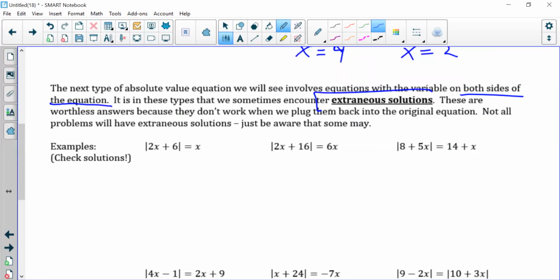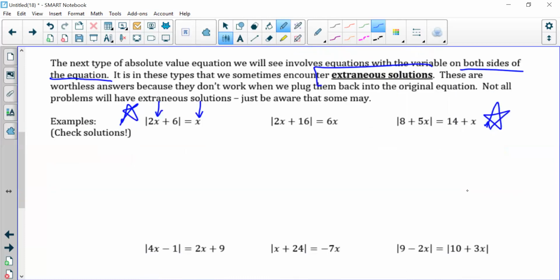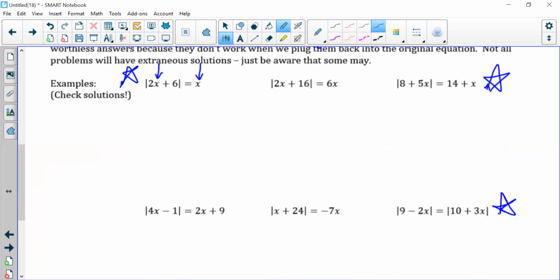What this means is anytime you're looking at an absolute value equation and you've got a variable on both sides of the equal sign, all right? Or you've got a variable both inside and outside of the absolute value bars, you have to check your answer at the end because it's possible that one of the answers you got will not work, all right? So let's do this one and this one, and we're going to do this very last one down here because I want to show you how to do that.